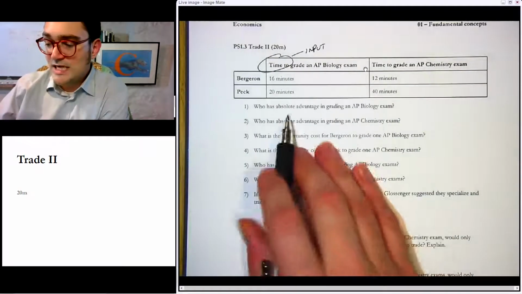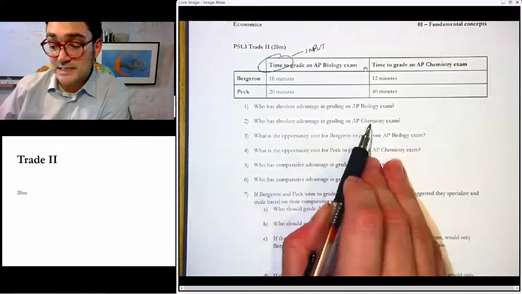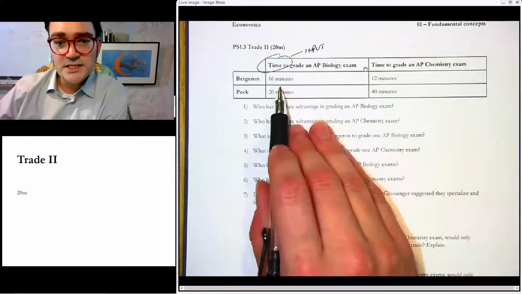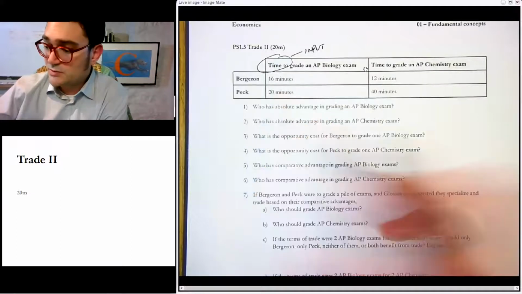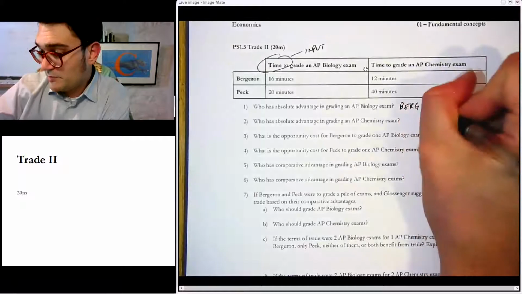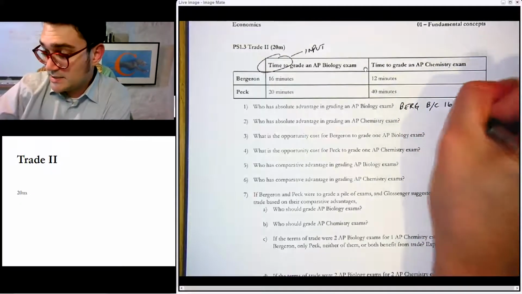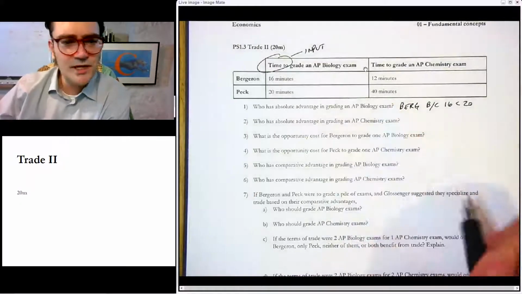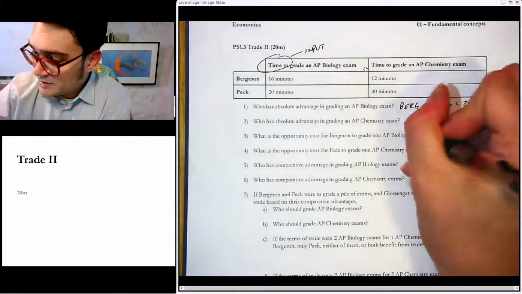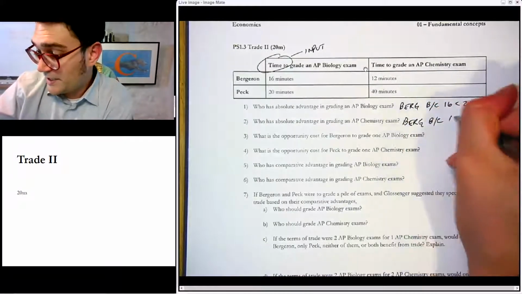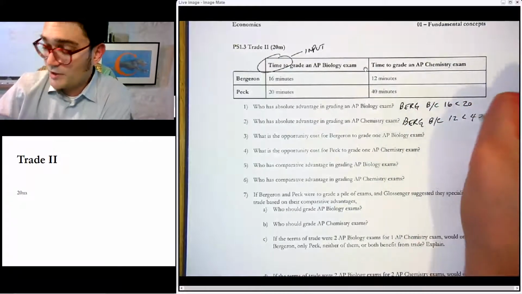So very quickly, who has absolute advantage in grading bio and who has it in chem? And that's actually asking who can do it faster. So in this case, Bergeron 16 versus 20. So we'd say Bergeron, because 16 is less than 20. And for the chem, right, 12 is way less than 40. He's probably just making up numbers at that point. So we'd say that Berge also does it for chem. 12 is less than 40.